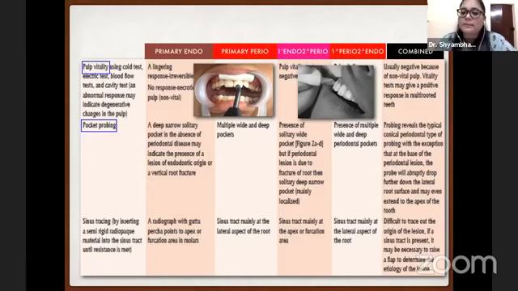In case of primary perio and secondary endo lesions, multiple wide and deep periodontal pockets will be present. And in case of combined lesions, probing reveals the typical conical periodontal type of probing, with the exception that at the base of the periodontal lesion, the probe will abruptly drop further down the lateral root surface and may even extend to the apex of the tooth. So the pocket that is formed will be very deep in case of combined lesions.